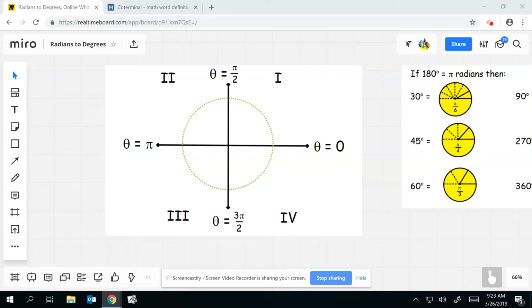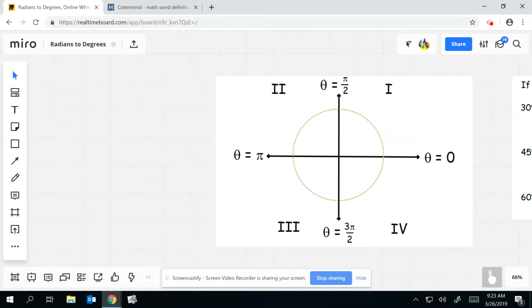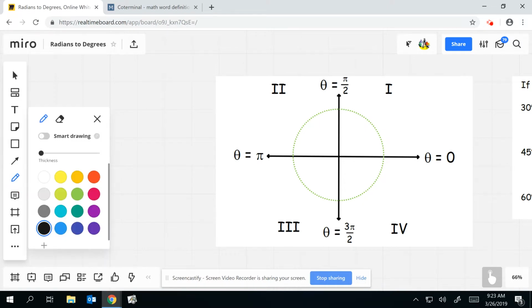Let's just recap a little bit of what we did yesterday. We were talking mainly about what radians and degrees are, how to convert them, and how much is pi radians. That's what we really focused on yesterday. We see it right here on this x and y axis: this little pi radians right here is equal to 180 degrees.